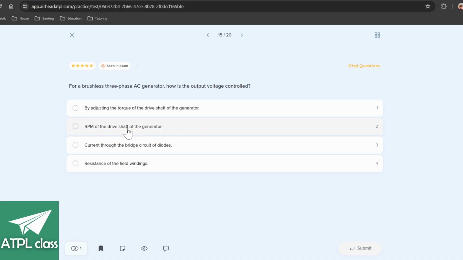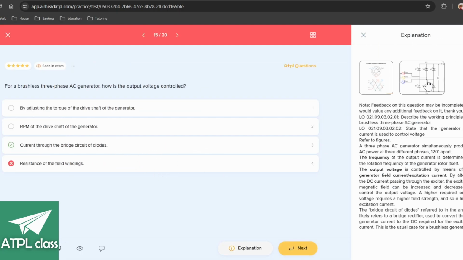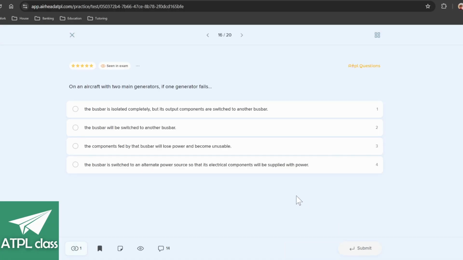We just had a question on that. Current through the bridge circuit of diodes. I'm not really sure what that even means. The bridge circuit of diodes or resistance of the field windings. I think resistance of the field windings has to be it. Current through the bridge circuit of diodes. What the hell is this even talking about? I'm not sure about that question. Let's just call that a dud. 2 wrong in a row, that's not good.